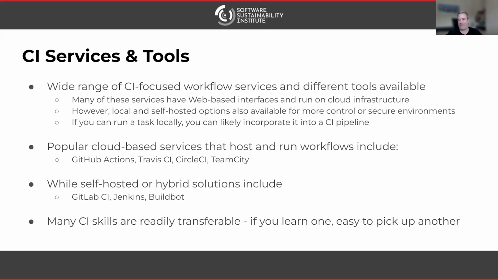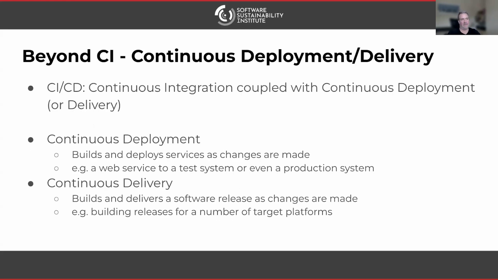Basically, they provide infrastructure that enables this automated set of tasks to run when things happen to your code, right? And the code will run on their servers in the cloud somewhere. But there are others as well. There's GitLab CI, which is great if you want to deploy it on your own system, Jenkins and BuildBot. So there are lots of different types of CI technologies that you can make use of. And if you learn the skills in one of these particular technologies, you can transfer these skills to another, okay? So they tend to be readily transferable skills.